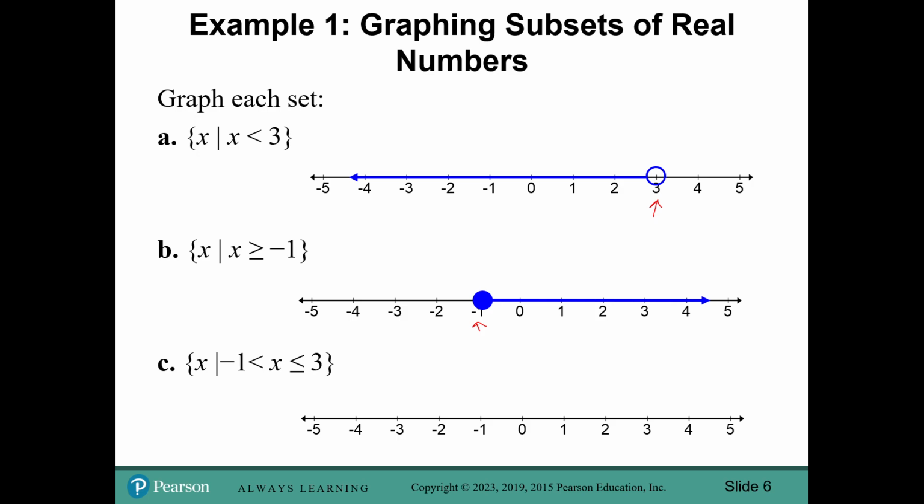Now in C, x is bounded. Negative 1 is less than x is less than or equal to 3. So I need to go to negative 1. Negative 1 is less than x. So I need an open circle on this negative 1. And on this 3, because it has the equal to on it, I need a closed circle. And then I can combine those two and draw the line between in order to have this inequality that negative 1 is less than x is less than or equal to 3.